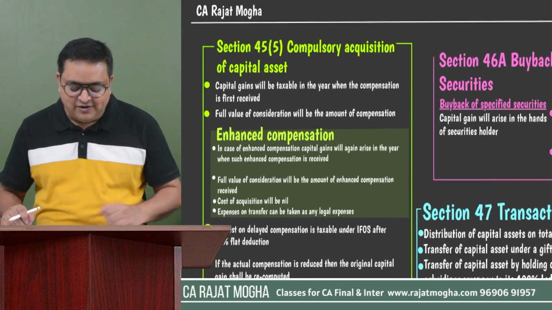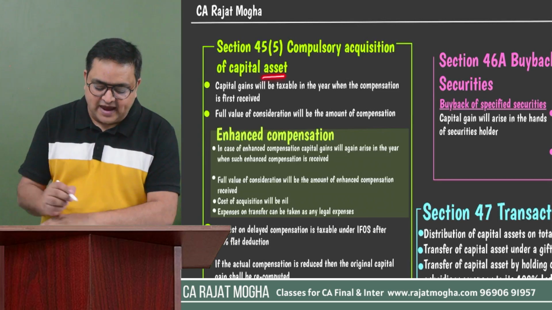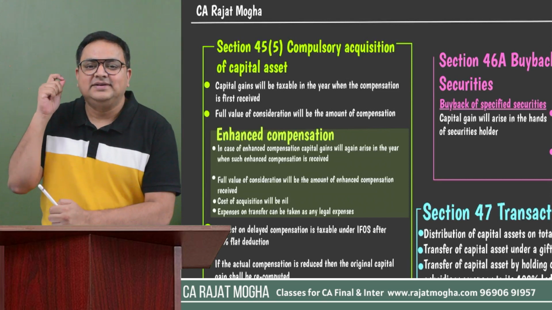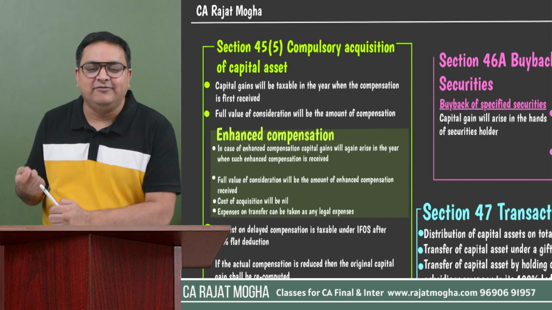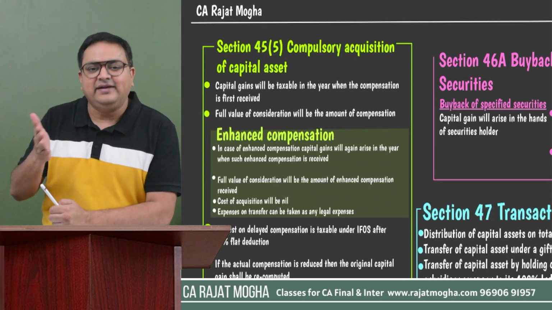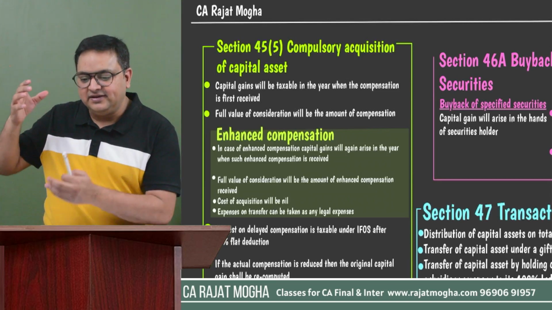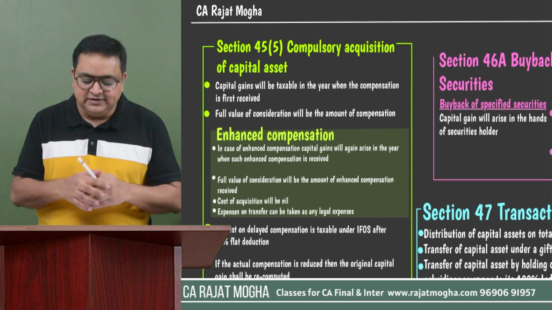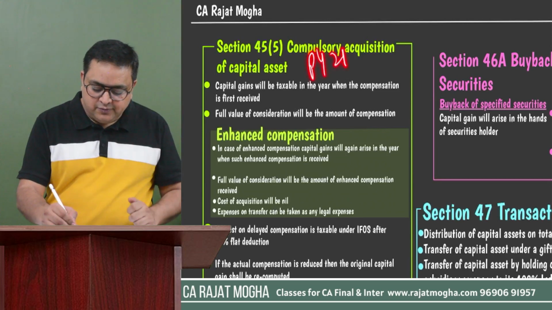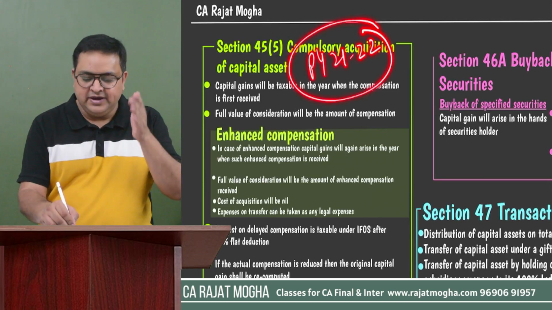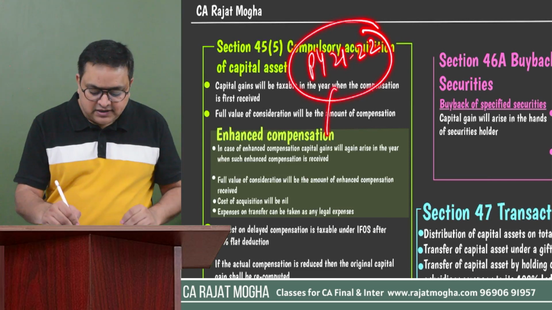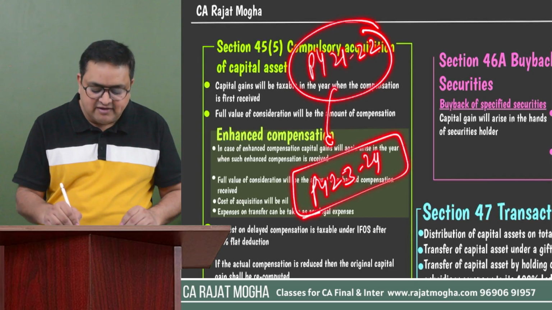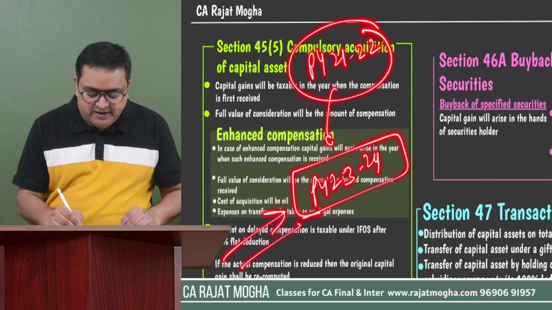Okay. Section 45(5), compulsory acquisition of capital asset. Whenever a capital asset is compulsorily acquired, that year is the year of transfer. Let's say there is an assessee who had a land, but this land was compulsorily acquired by the government. Let's say in previous year 21-22 the land is acquired. So here the transfer takes place, but the compensation we receive in previous year 23-24. After 2 years we have received the compensation. So capital gain will be taxable in this year.